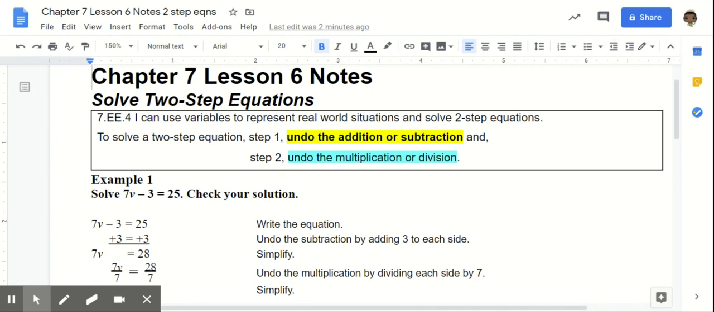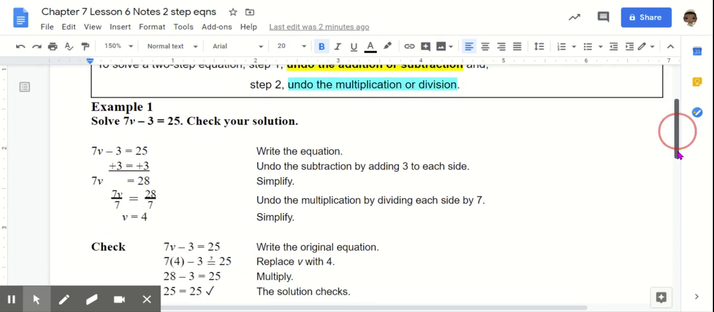All right, so for this lesson, it's standard 7.EE.4. I can use variables to represent real-world situations and solve two-step equations. So there are two steps, just like the way it sounds. Step 1, undo the addition or subtraction first. And then step 2 is to undo the multiplication or division. So let's look at two examples here.